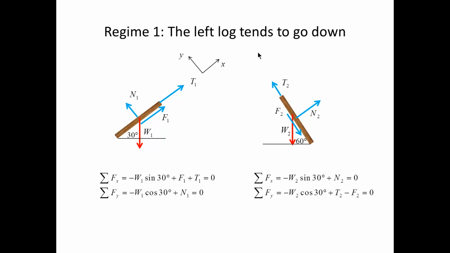I begin solving the problem by assuming that the situation is such that the left log moves down and the right log moves up. Actually, this is impending motion. I still consider that the logs are in equilibrium, but if this equilibrium is somehow disturbed, that would be the impending motion. Down, up. Now, here I have two free body diagrams.